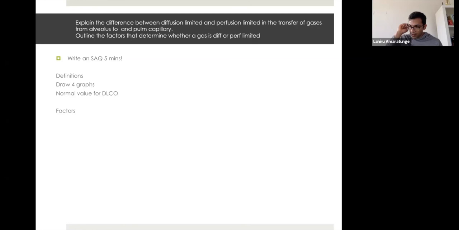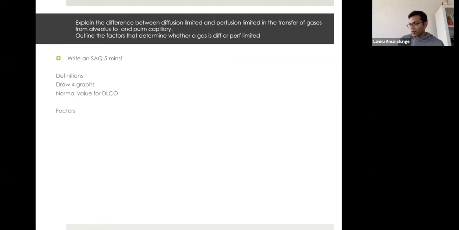Are there any other factors that affect whether a gas is diffusion or perfusion limited? The other thing I've got here is just how much gas is bound to other constituents. And we kind of mentioned that as well. Carbon monoxide is bound tightly. Therefore, it doesn't equilibrate quickly at all, and so it's diffusion limited, whereas nitrous oxide is minimally bound. Therefore, there's a very fast rate of rise of the partial pressure.